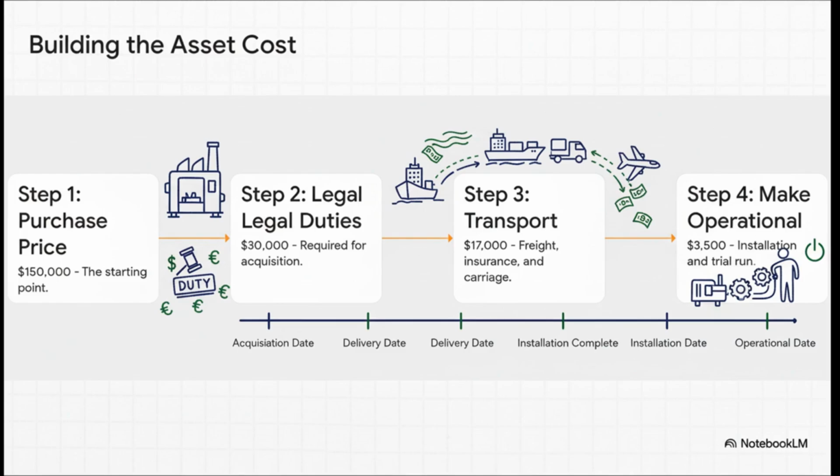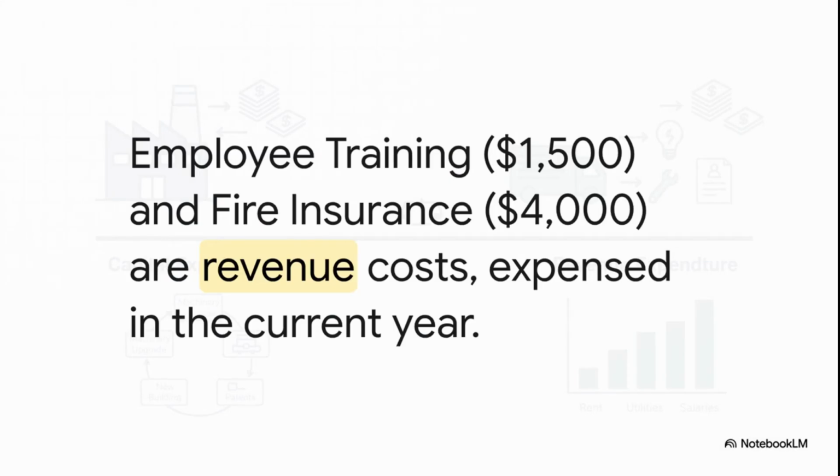And finally, the installation and the trial run. You have to do those to make the machine work, so they're part of the asset's cost. All of these add up to build the final value. So, what about those last 2 costs?